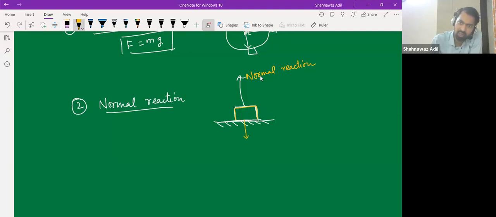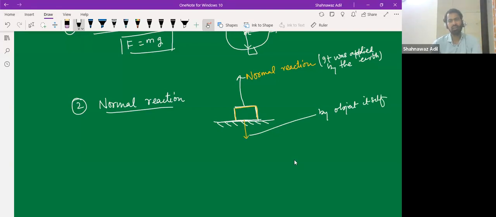So this normal reaction was applied by this other surface, let's say this is Earth, right? And this other normal reaction is applied by the object itself. When we do the equilibrium conditions, we'll learn that we ignore this. When we understand the free body diagram, we will learn that we neglect all the forces which are applied by the object, right? So yes, sir, we neglect.